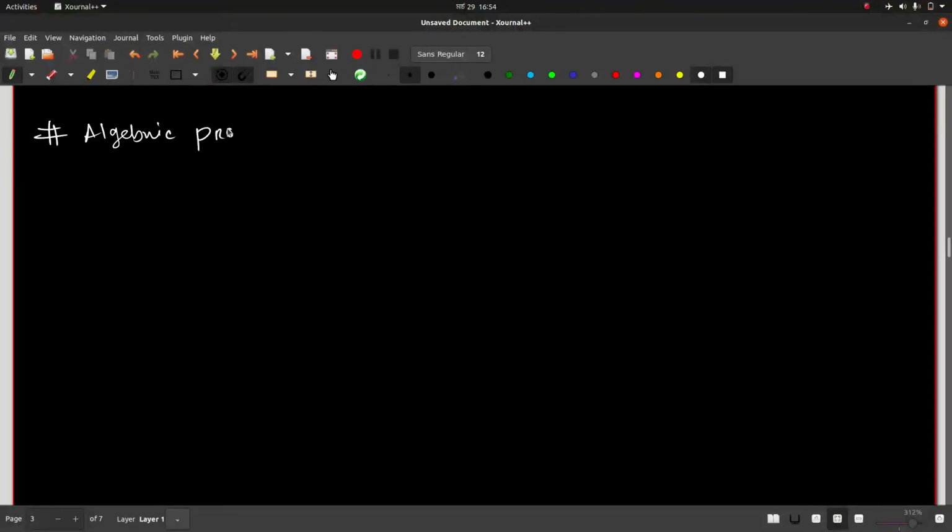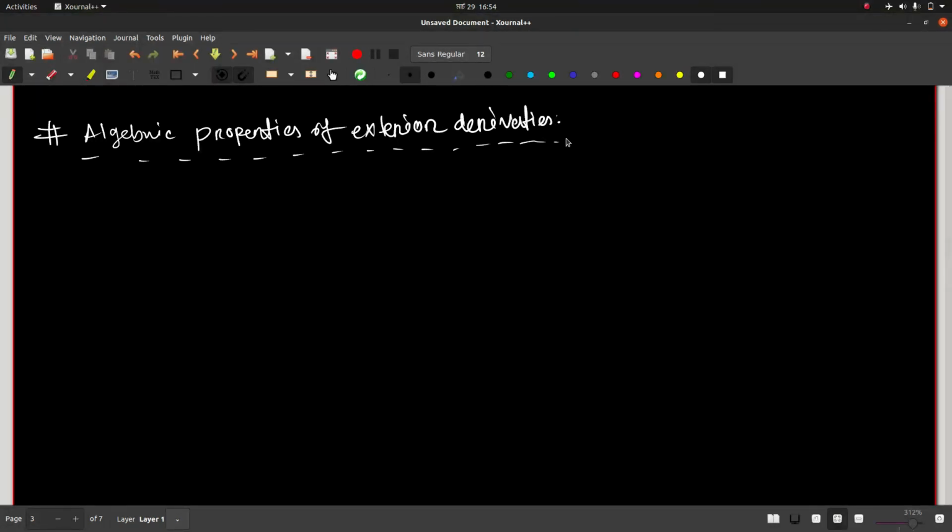Algebraic properties of exterior derivatives. And after this I'll try to show you a very simple geometrical picture, and then we'll be done with discussing this exterior derivative stuff. So the algebraic properties are the following.